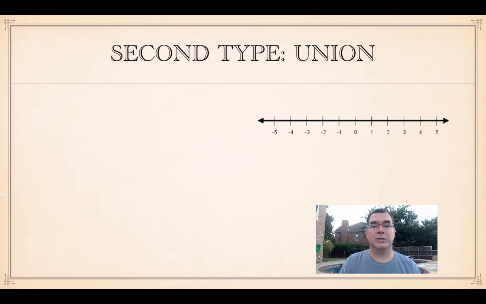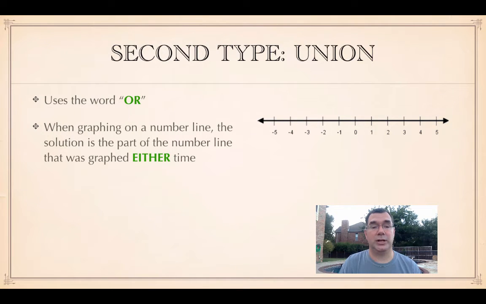So the second type is called a union. And that's when I'm using the word "or" instead. So either the first inequality is true or the second one is true. So kind of a different situation there. So when I'm graphing that, I'm looking for the part that was graphed either time.